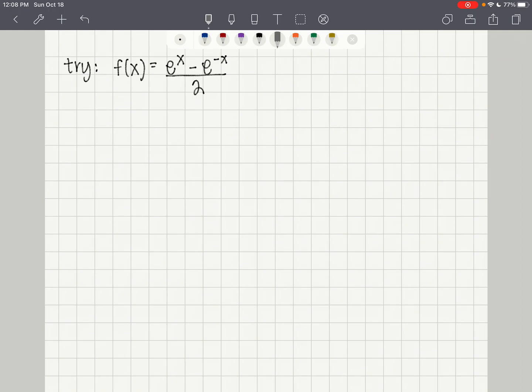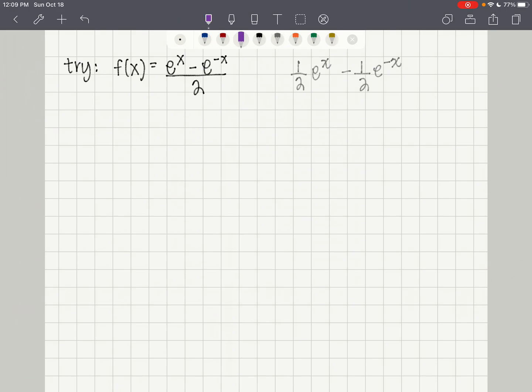Okay, if you're back and you're just looking to see if you're on the right track, fantastic. If you actually never pressed pause because you said, you know, I'm not sure what to do, this is what you would do. I'm going to distribute that divide by 2 to both terms. So I'm going to make it 1/2 e to the x minus 1/2 e to the negative x. So now that divide by 2 is a coefficient. And I'm going to find the derivative.